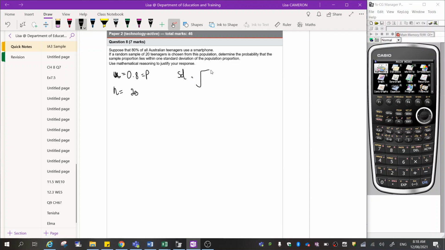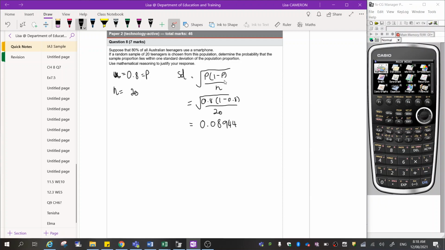So our standard deviation is going to be equal to the square root of p, 1 minus p, all over n. So that's going to be the square root of 0.8 bracket 1 minus 0.8 bracket all over 20. Now, when I chuck that in, it gives me that the standard deviation is 0.08944. So let's keep reading through the question. So we've so far found the mean, the number in the sample, the standard deviation.